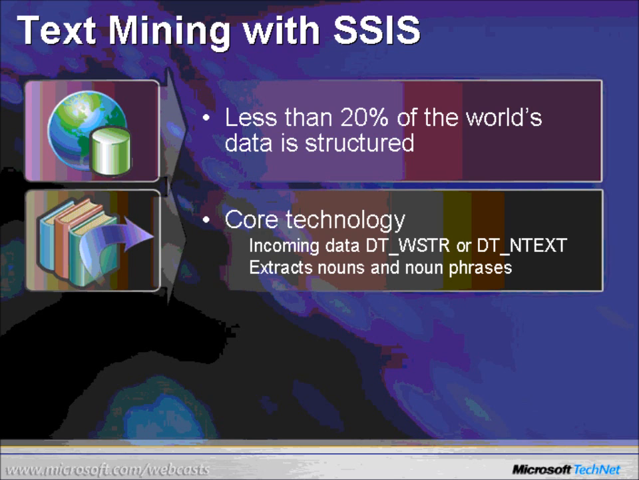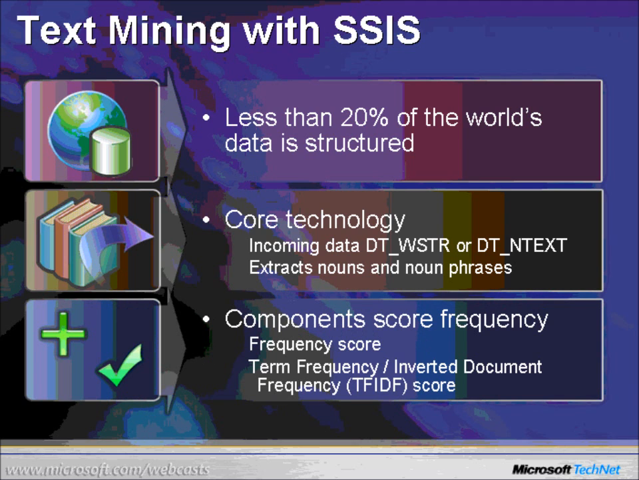The text mining components of Integration Services store terms according to the frequency with which they occur. Two types of scores are used. The most basic score is a frequency score, which is just the count of the number of times a term appears within your data set. There is also a more complex score called the TF-IDF, which is based upon the number of times a term appears within a single row and the number of rows throughout the entire document that contain that term, which is a useful measure when you're trying to calculate the frequency of a term across the entire data flow.